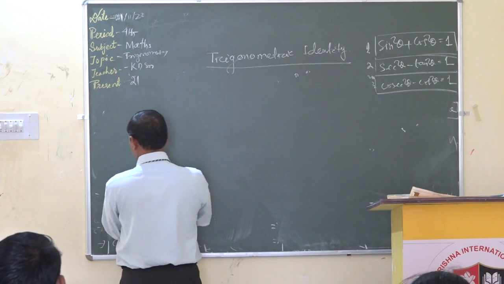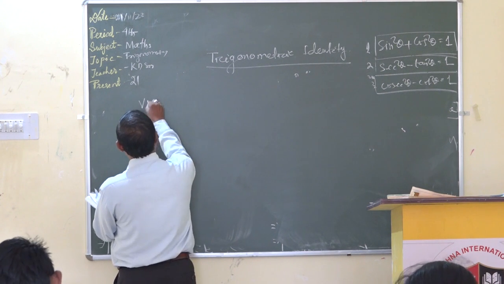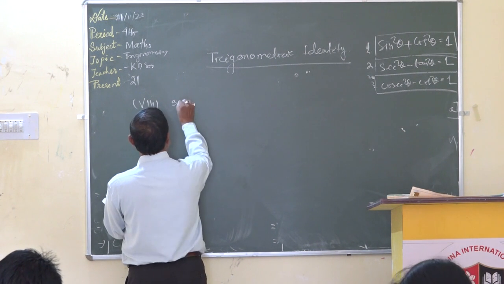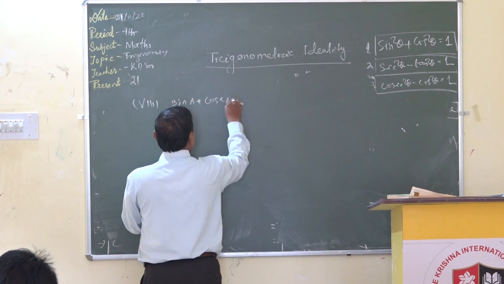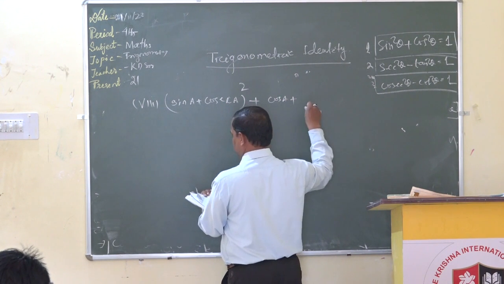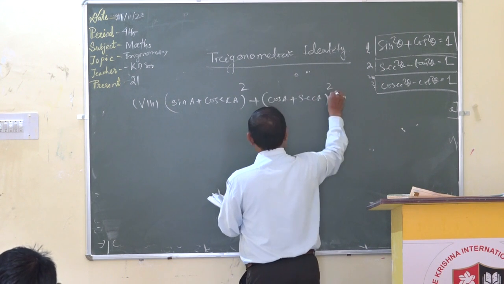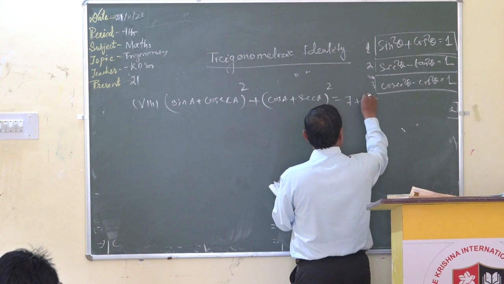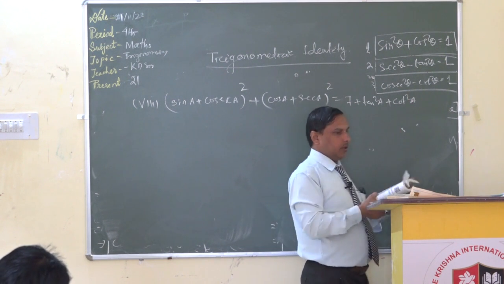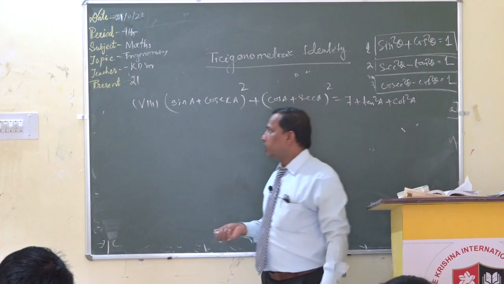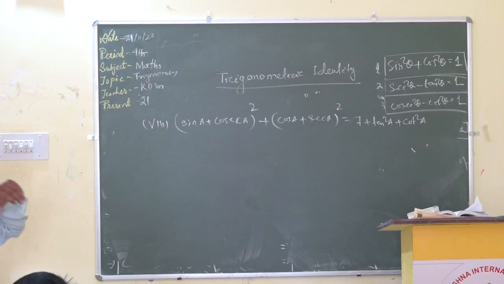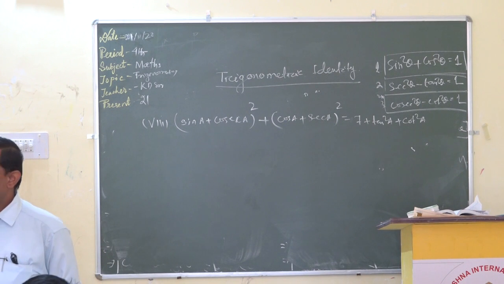Okay, it is given that question number 8: sin A plus cosec A whole square plus cos A plus sec A whole square is equal to 7 plus tan square A plus cot square A. We have to prove this question by putting these identities. What is given? Sin A plus cosec A whole square plus cos A plus sec A whole square is equal to 7 plus tan square A plus cot square A.